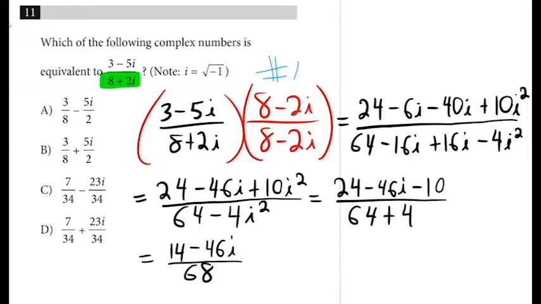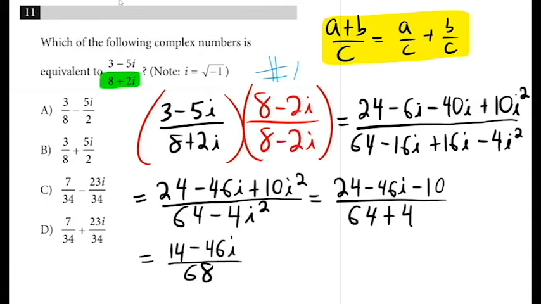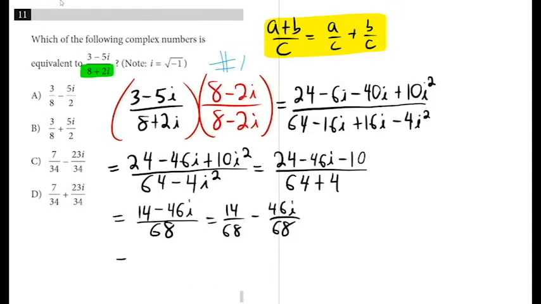Now another valuable property here is if you ever had anything in the format of a plus b over c, you should know that can be expanded out into a over c plus b over c. And that's exactly what we're going to do here. We're going to expand this into 14 over 68 minus 46i over 68. Now we can simplify the first term by dividing the top and the bottom by 2, and we'll get 7 over 34. And we can simplify the second term by dividing them both by 2, and we'll get 23i over 34. And so our answer is 7 over 34 minus 23i over 34, and that's equivalent to answer choice C.